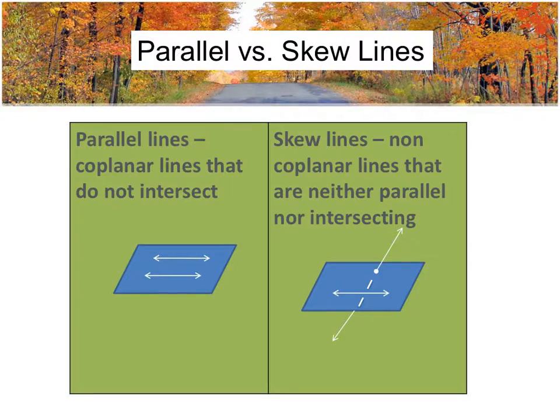All right. So parallel versus skew is the first type of lines we're going to talk about. Parallel lines are coplanar lines that do not intersect, and skew lines are non-coplanar lines that are neither parallel nor intersecting. So if they don't intersect and are coplanar, they're parallel. If they don't intersect and are non-coplanar, they're skew.